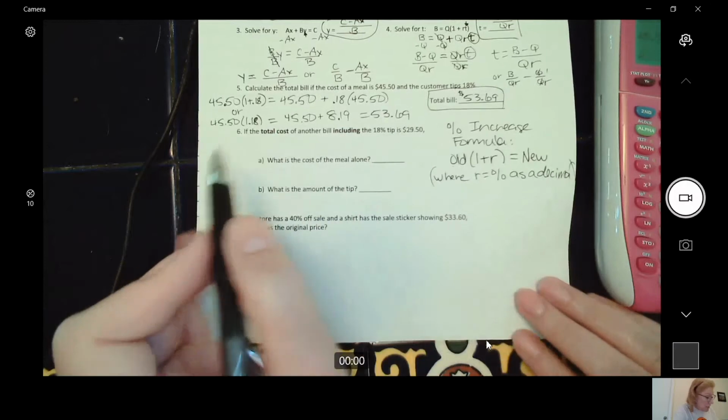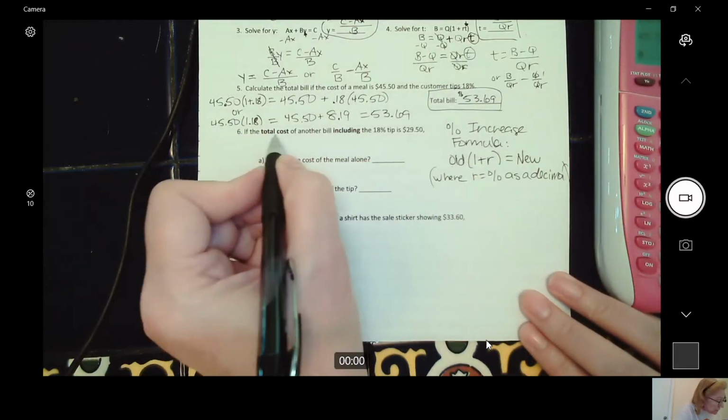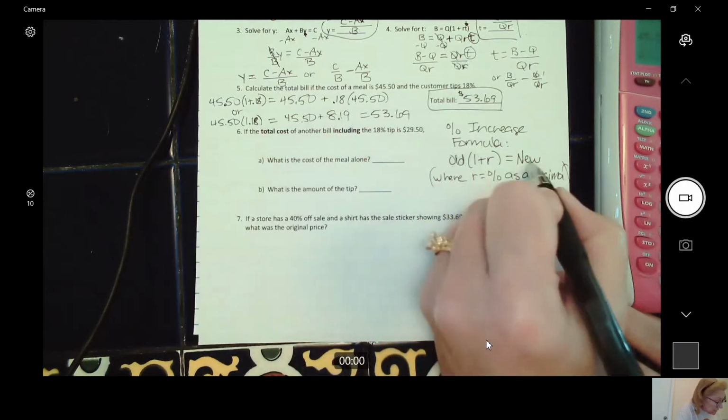All right, so let's look at this then. 29.50. Let's run this. So the total cost is your final amount, which is 29.50. That's this part here.